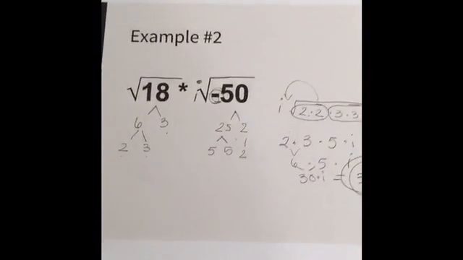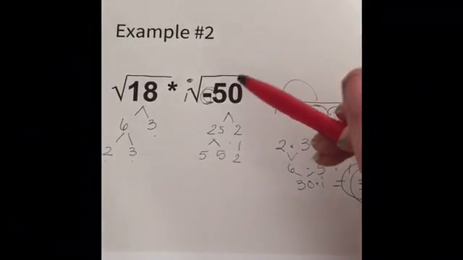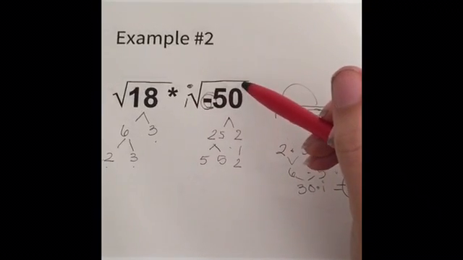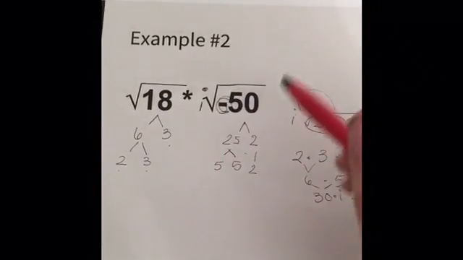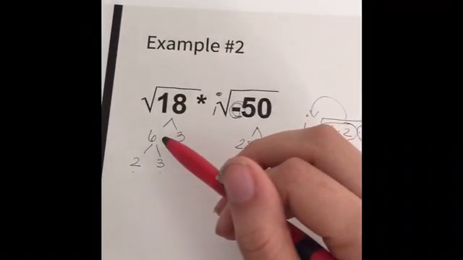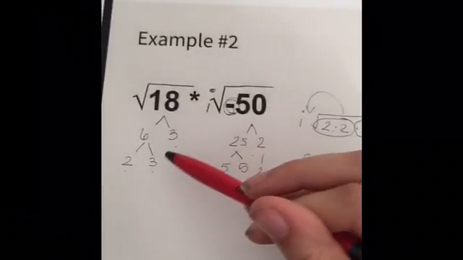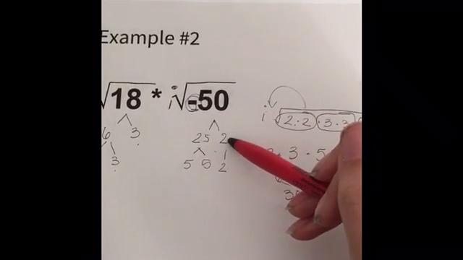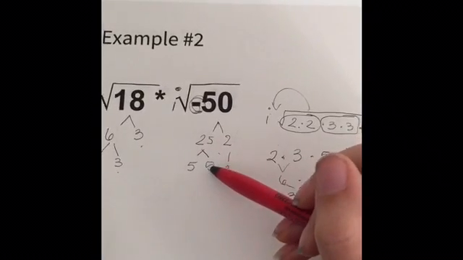Example number 2. The square root of 18 times the square root of negative 50. Like last time, we get rid of the negative and put an i on the outside of the square root. Next, we use the factor tree to factor out the numbers under the square root. So 18, you can factor out 6 and 3, and furthermore, you can also factor out 6 and put 2 and 3. Those are the prime factors now. For 50, you can factor out 25 and 2, and for 25, you can factor out one more time and make it 5 and 5.